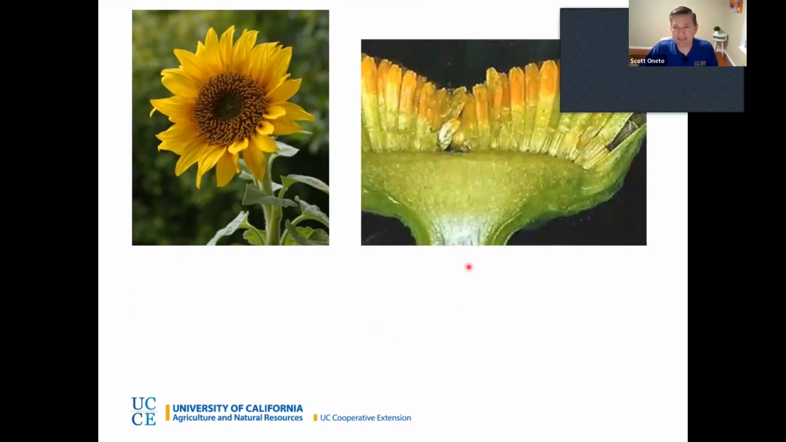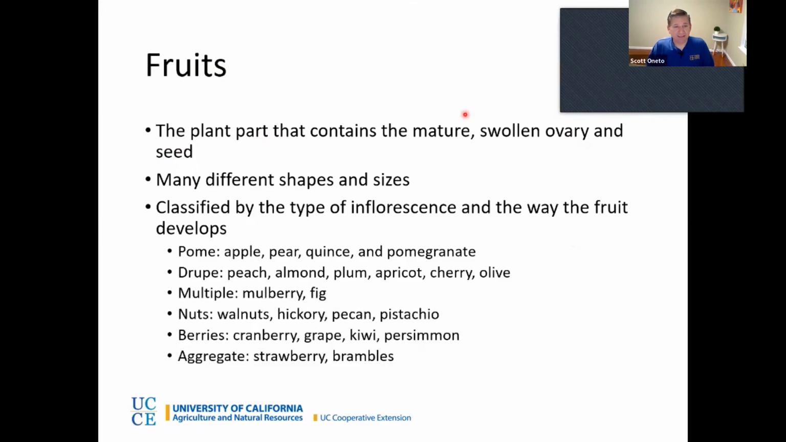You can see we have just tiny, tiny petals that are all fused together to form a little tube with the little female pistil being in the center. Okay, so finishing up this little section here now, part of fertilization, of course, is the end formation of a fruit. So once we get fertilization occurring, the fruit is the plant part that contains the mature swollen ovary and its seeds.